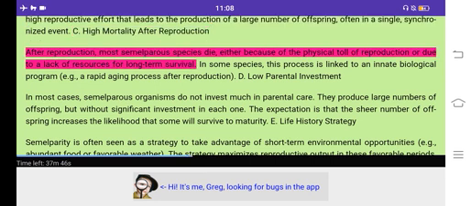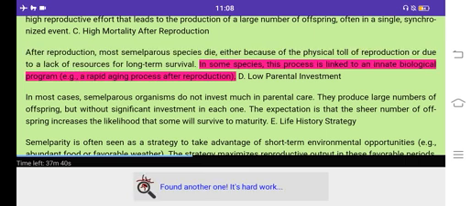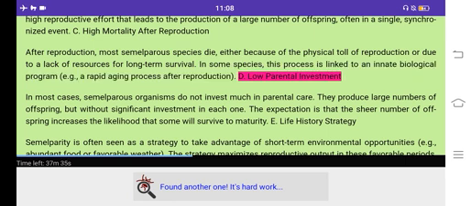After reproduction, most semelparous species die, either because of the physical toll of reproduction or due to a lack of resources for long-term survival. In some species, this process is linked to an innate biological program, e.g., a rapid aging process after reproduction. D. Low parental investment.